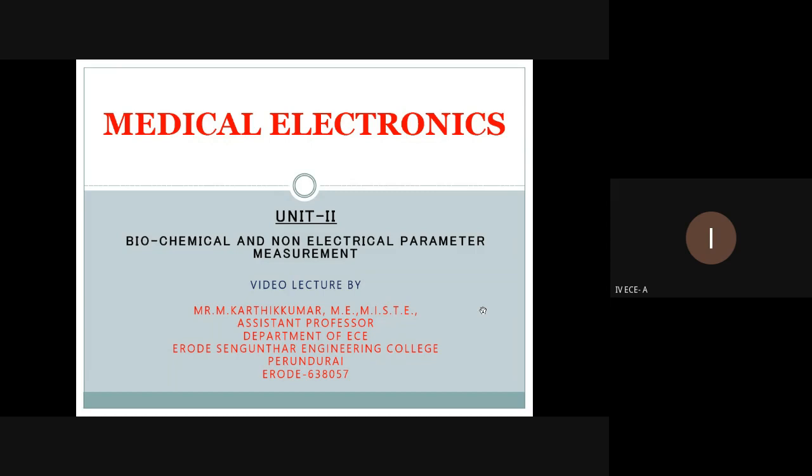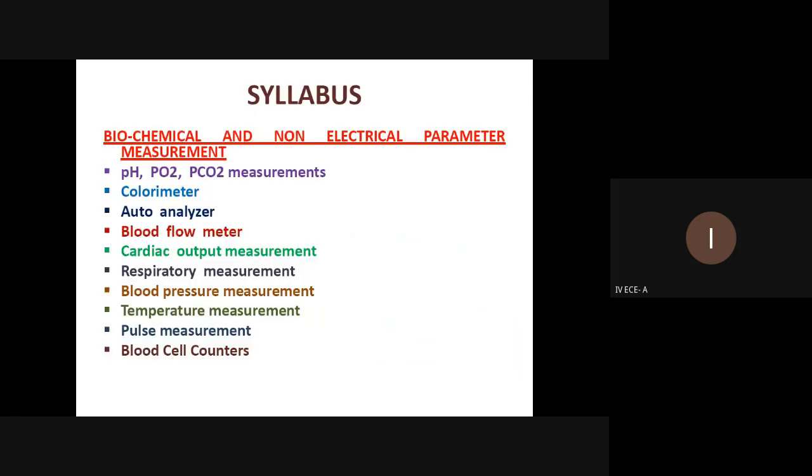In the last video, we have seen the physiological effects, that is biopotential electrodes and biopotential recording. Now in this unit we have to see about the biochemical and non-electrical parameter measurement. So in this regard, what are the things we are going to see?